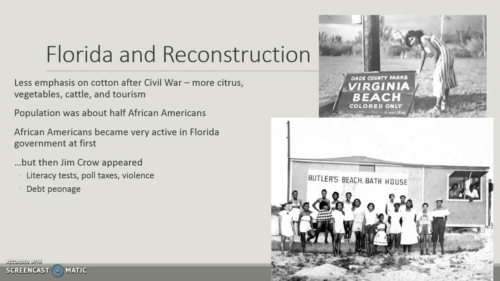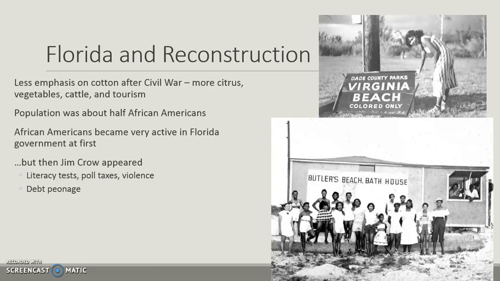So during Reconstruction, things change at first a little, but then Jim Crow is going to appear. So we go from all cotton to citrus and to vegetables, and then people come and visit our beaches. And African Americans are very active at first in government, but then we're going to see the literacy tests and the poll taxes and the violence. Groups like the KKK coming into Florida. So you can see the pictures on the right.